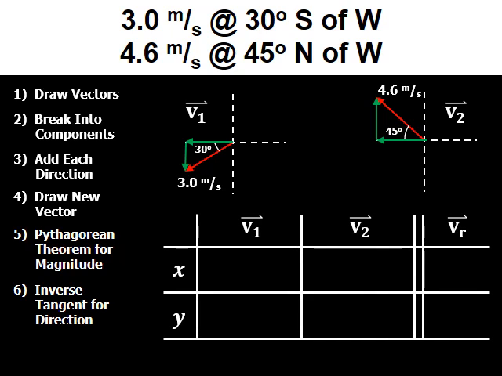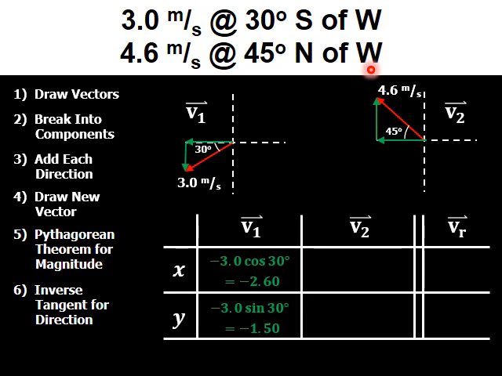Our first velocity, velocity 1, the x component is going to be adjacent, so it's cosine. And it's also in the negative direction because it's to the west, and you can see that right here. South of west, that means west is going to be a negative x component, and south means a negative y component. So negative 3 cosine of 30, that gives us negative 2.06. And then we do the y component, which is negative 3 times sine of 30, and that's going to be negative 1.50.